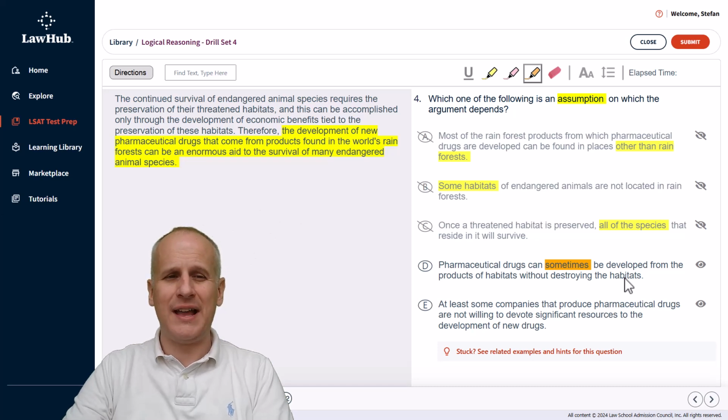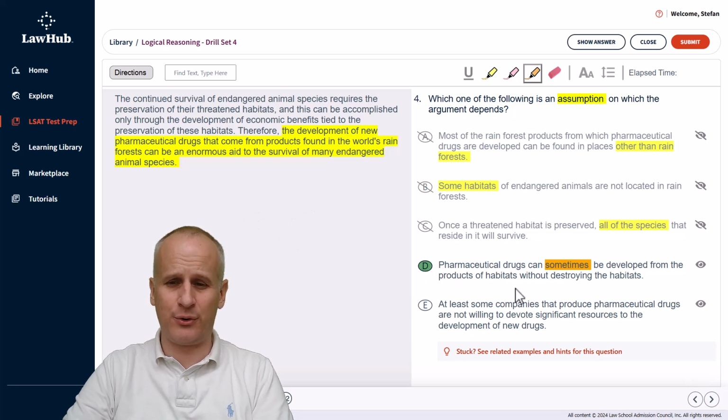So once again, you can see how a very quick negation test proves that choice D is absolutely a necessary assumption for this argument. But for the purposes of this video, we'll go back to our yellow and we'll find our reason to eliminate E, which reads, at least some companies that produce pharmaceutical drugs are not willing to devote significant resources to the development of new drugs. Significant resources. I mean, we know that we're going to develop them, but do we need significant resources? Again, this is a quantity that's not defined in the argument explicitly. I need new information for choice E. And of course, you probably selected choice D as a readily necessary assumption a little while ago.